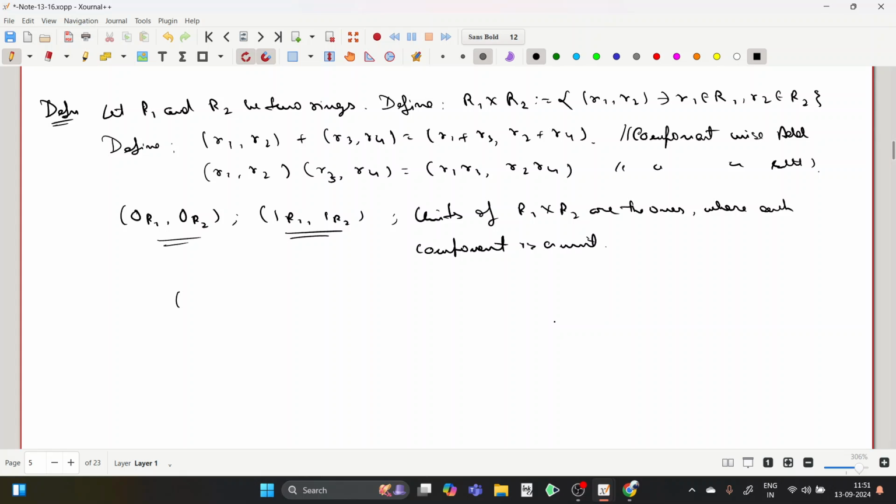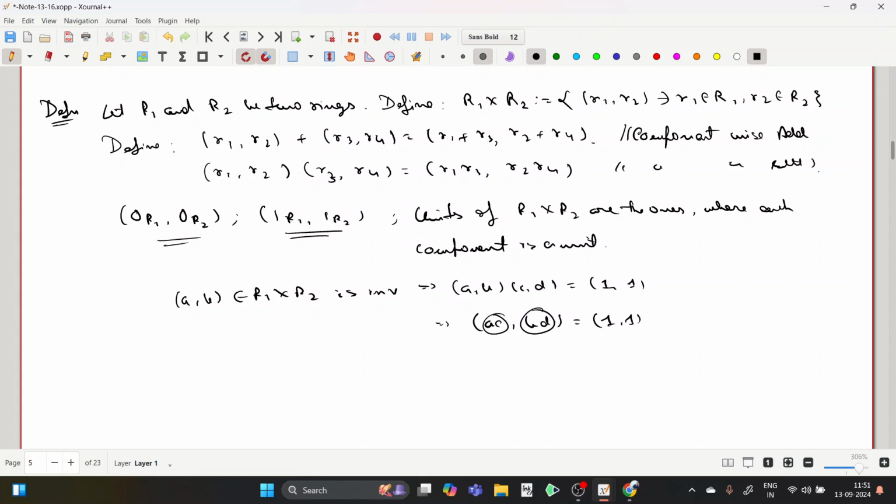Suppose I say that the element (A, B) coming from R1 cross R2 is invertible. So, this means that there exists some element (C, D) such that the product equals the multiplicative identity (1, 1). But this implies that AC and BD individually equal 1, which implies that A must be a unit and B must be a unit in R1 and R2 respectively. So, this point is important, we will make use of this later.